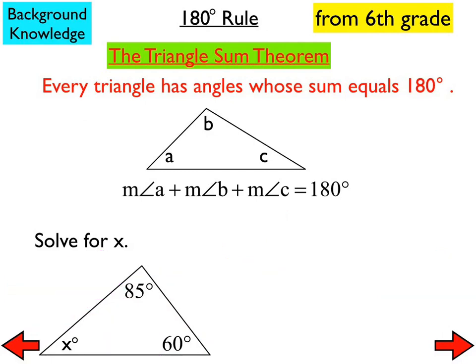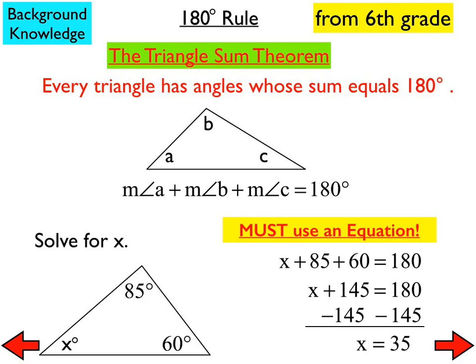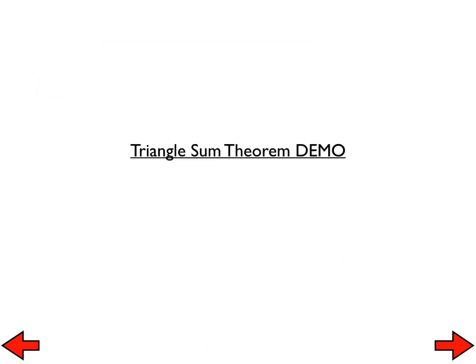All right. I would like everybody to try, and notice how I am saying we need to use an equation. I would like everybody now to go ahead and do number 1 and number 2. All right, before we go through number 1 and number 2, I want to show you a little demo here to prove to you that all 3 angles inside any triangle will always add up to 180.